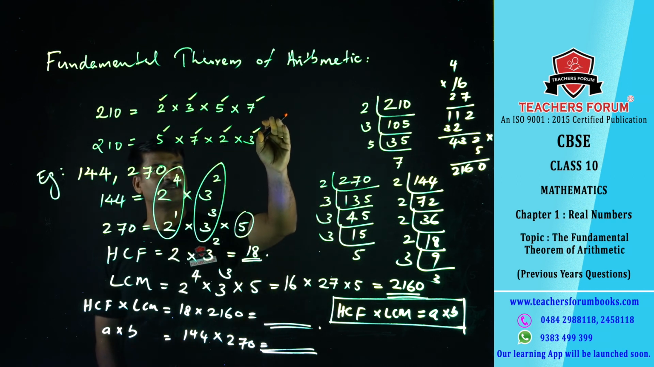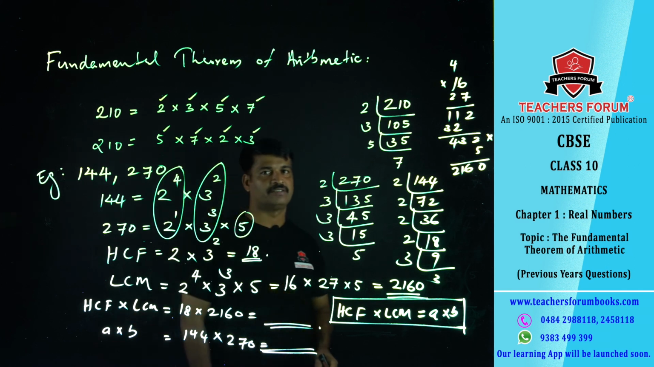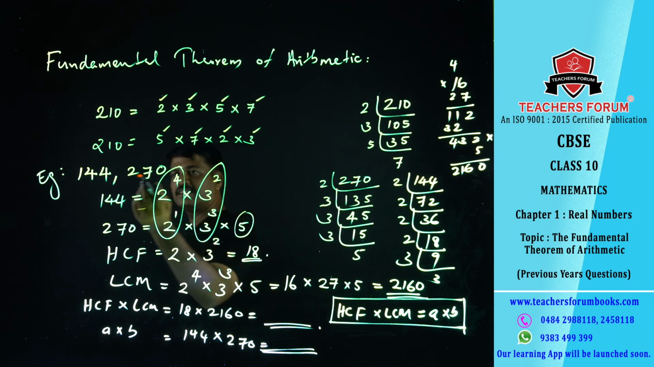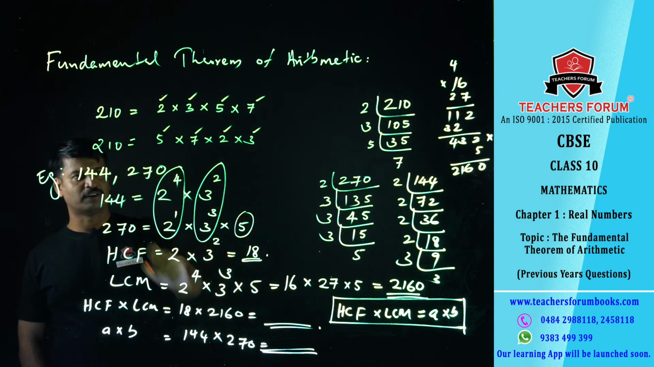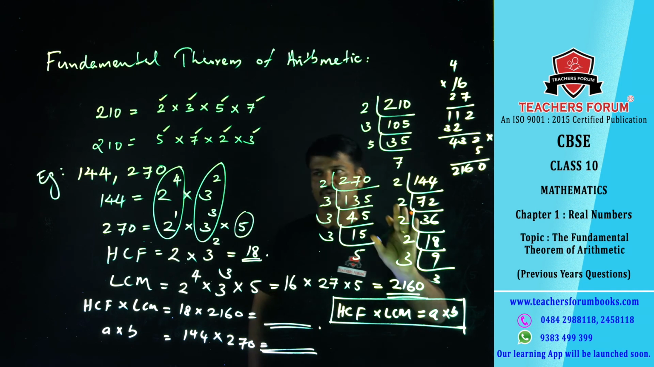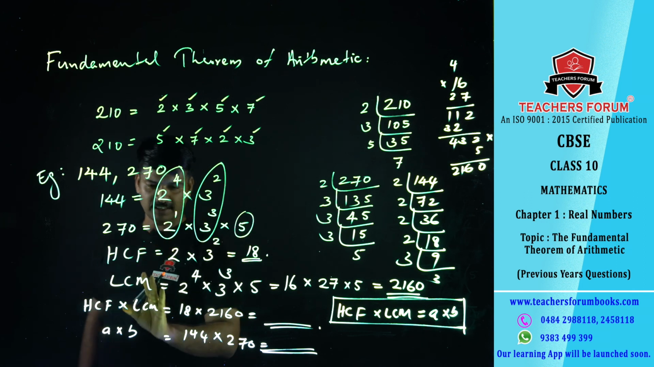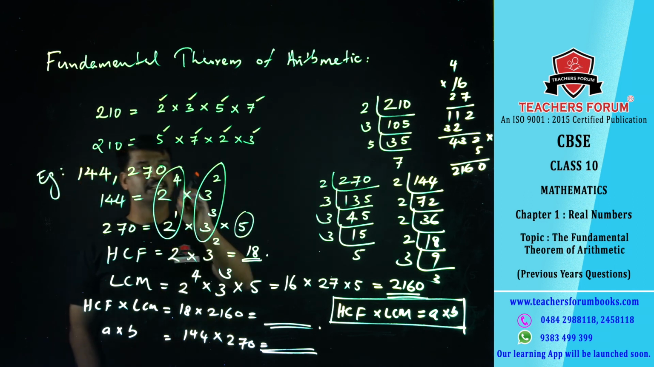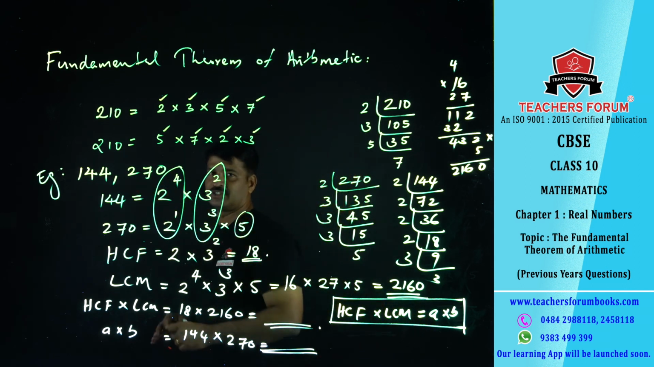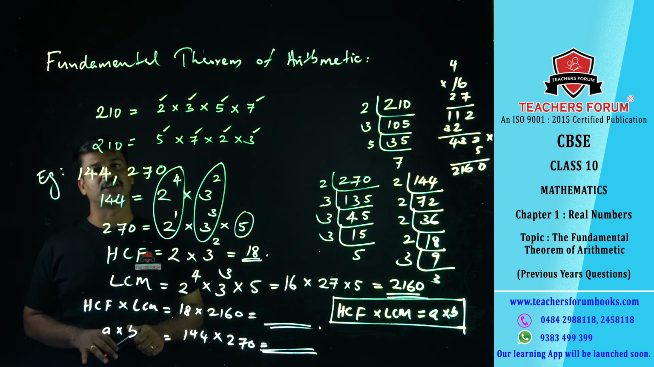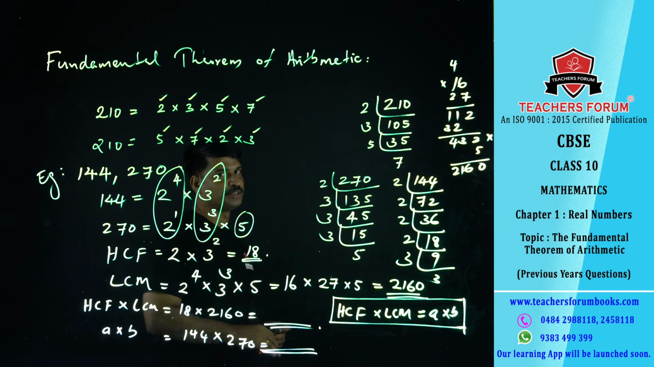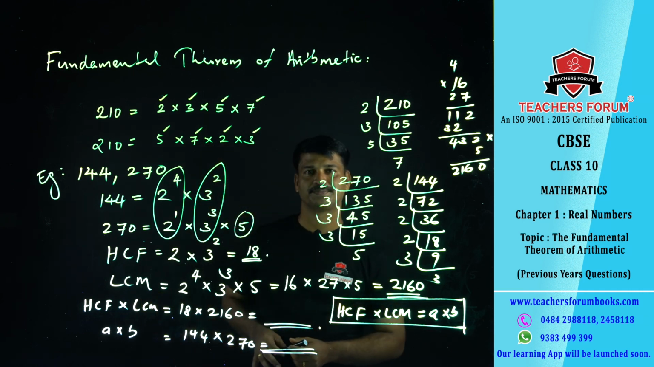Using fundamental theorem of arithmetic, you can find the HCF and LCM of any two given numbers. Here we have taken 144 and 270 as examples, and we have prime factorized these two numbers, and we have found HCF and LCM, and we have already studied that there is a relation between HCF, LCM and these two numbers. That is, HCF into LCM is equal to product of given two numbers, that is A into B. I think it is clear to you.